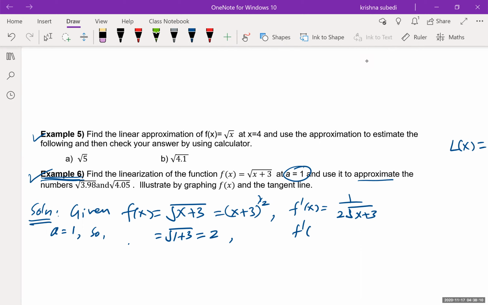Let me write this way. f of a equals f of 1 equals this. So f prime of a means f prime of 1, because a is 1, is going to be 1 over 2 times 1 plus 3. So that's going to give me 1 over 4. Is there any question so far?